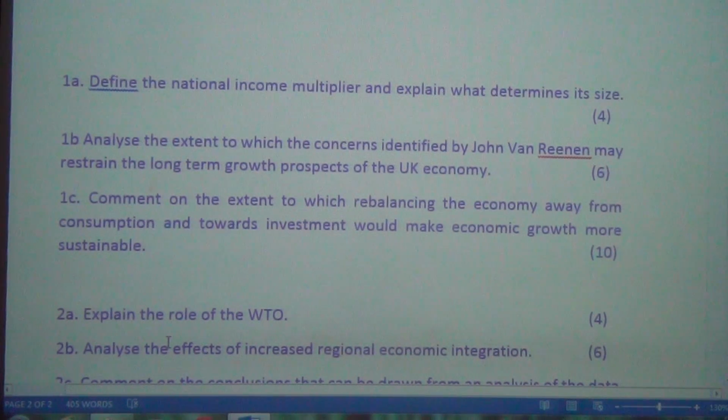Define the national income multiplier and explain what determines its size, for 4 marks. 1B, analyse the extent to which the concerns identified by John Van Reenen may restrain the long-term growth prospects of the UK economy, for 6 marks. C, comment on the extent to which rebalancing the economy away from consumption and towards investment would make economic growth more sustainable, 10 marks. Question 2.